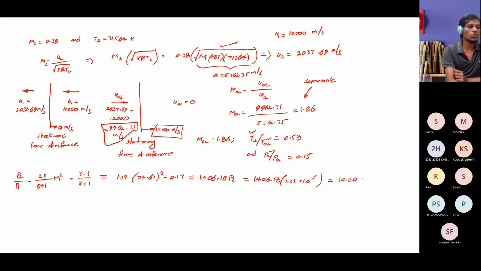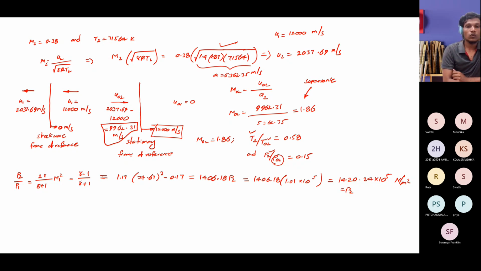So 1420.24 times 10 to the power 5 Newton per meter square. This is our P2 value. So the final thing we need to obtain is the P02.